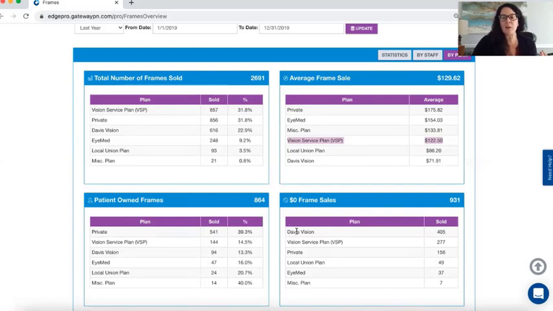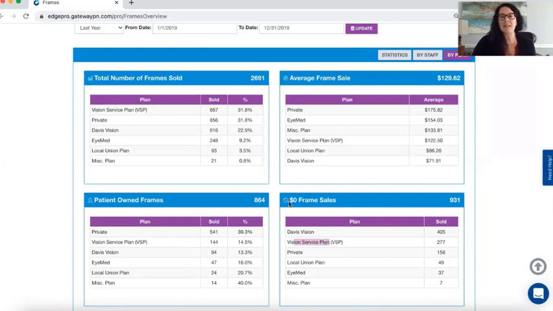Taking a look at our $0 frames, we can see that Davis Vision and VSP are our top 2 managed care plans contributing to these $0 frames. In fact, Davis Vision is about 43.5%, whereas VSP is about 29.7%. So if we can reduce those averages just a little bit, we're going to increase our revenue, as well as our optical revenue per exam and our average frame sale.